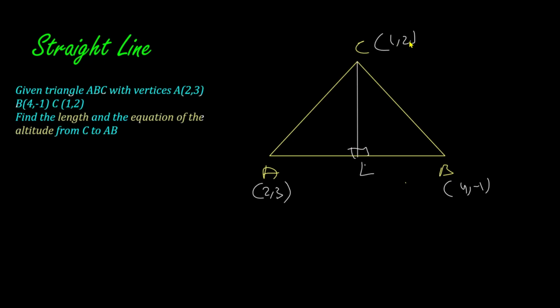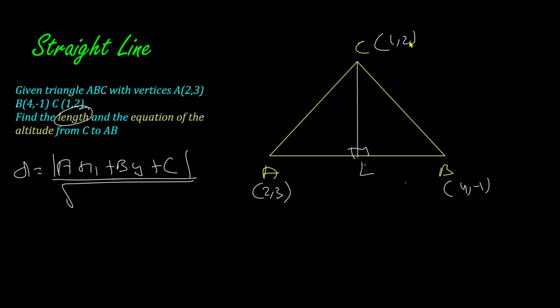Now, what we have to find out in the first go is the length. So for that, we are going to use this concept. Let me write down the formula first. That is the modulus of ax1 plus by1 plus c, under root a square plus b square. As you can see, this is the perpendicular distance from C to AB, and therefore if we have the equation of AB, we can find the length. So this is what we are going to do.